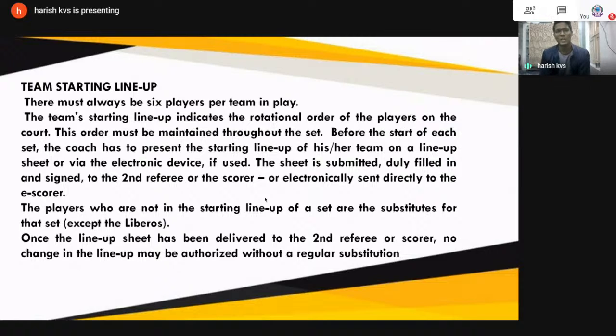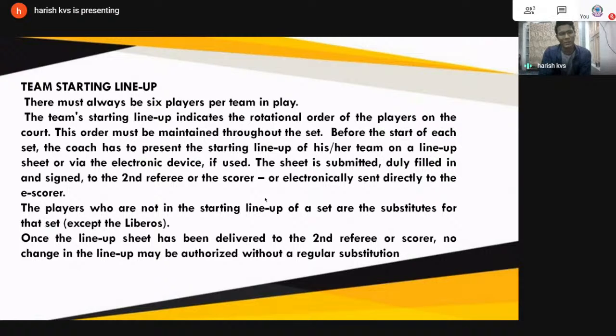Before the start of the set, the coach presents the starting lineup of his or her team via electronic device if used. These are all technical aspects to be followed by the coaching staff. The players who are not in the starting lineup of a set are the substitutes for that set, except the liberos. Again, we will talk in detail about the libero player.